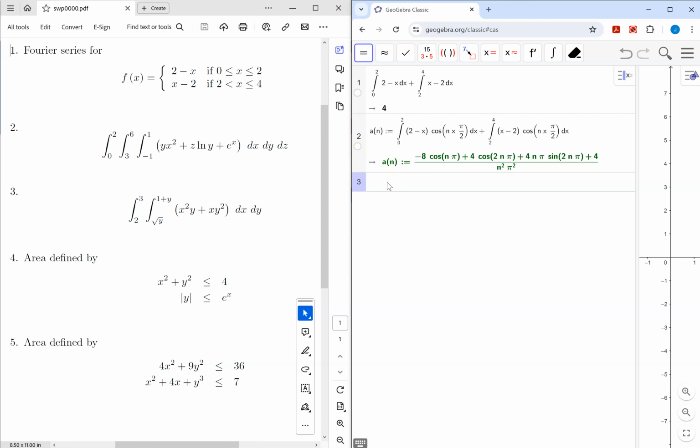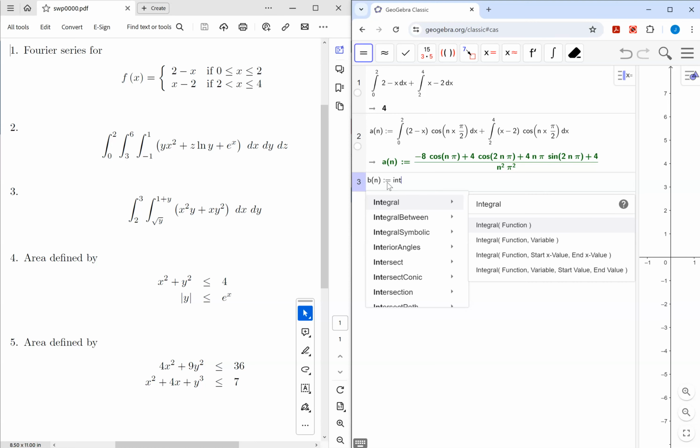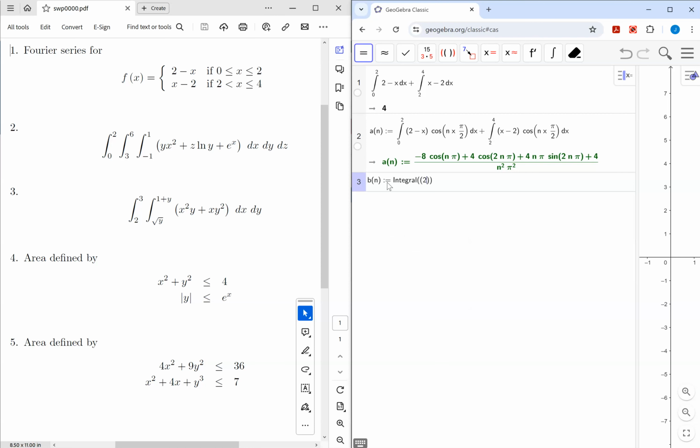All right. Let's do the same thing for the b's. The syntax for the b's is identical, except that we use sine rather than cosine. So integral of 2 minus x sine of nx pi over 2, and then again, the x goes from 0 to 2. And do the same thing for the x minus 2 piece. It'll be sine of n times x times pi over 2, and then we'll do that from 2 to 4.